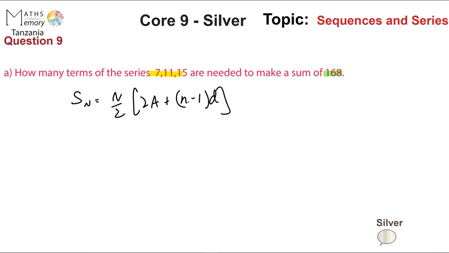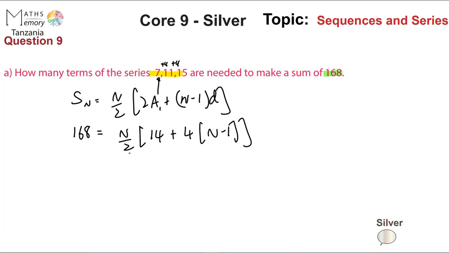So what we've got is this. You can make this capital N if you want to as well. We've got the summation, which is 168 over here. So 168 equals n over 2. Now a1 will be 7 over here, so 2 times 7 is 14. n we don't know, n minus 1. d is the difference. It goes up in 4 each time, so plus 4. I'll put the 4 in front of n minus 1 as such. Now you can do this. You can put a 1 underneath here.